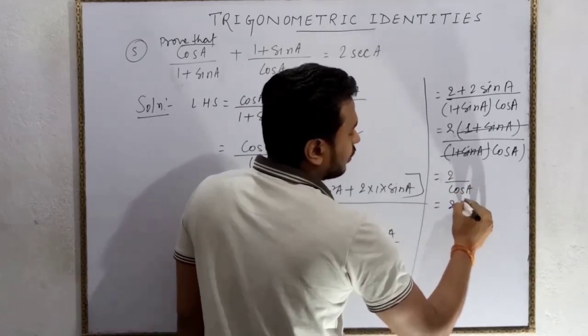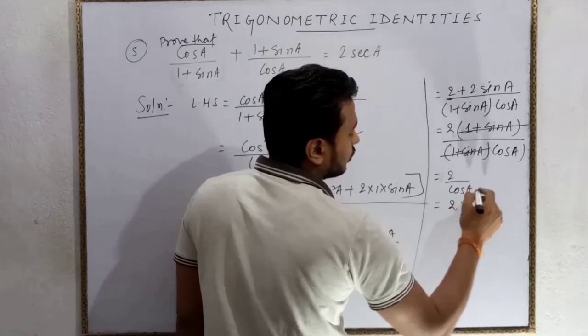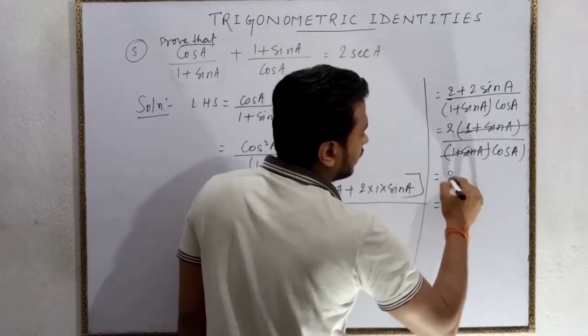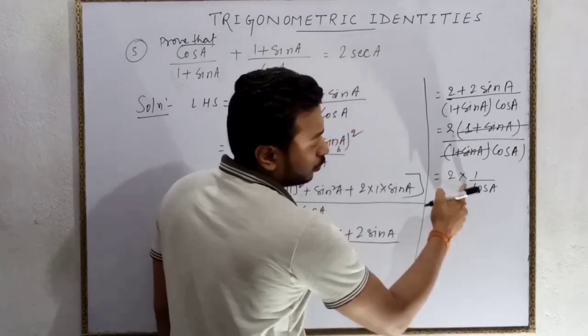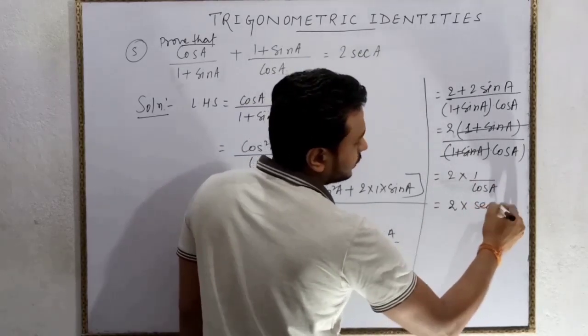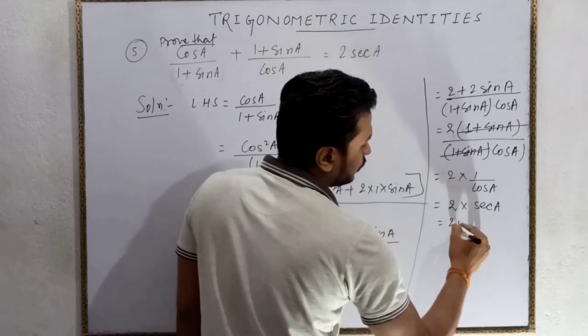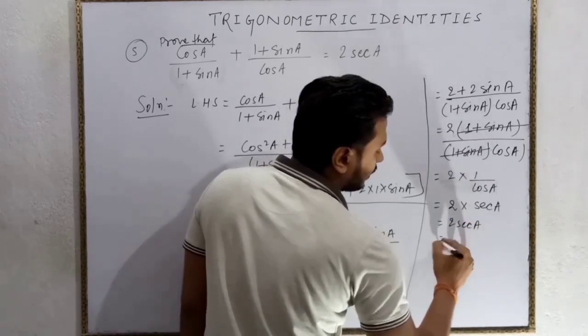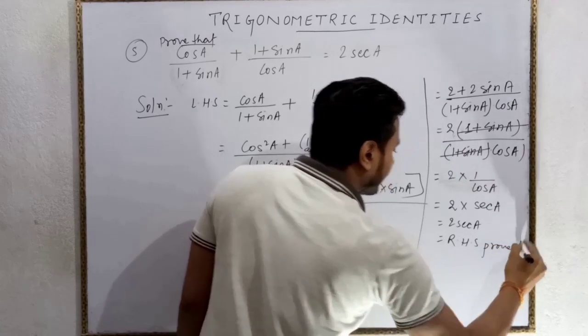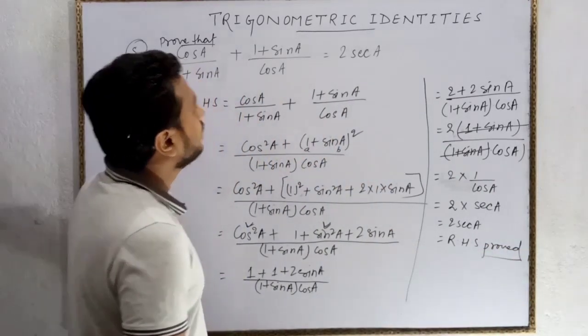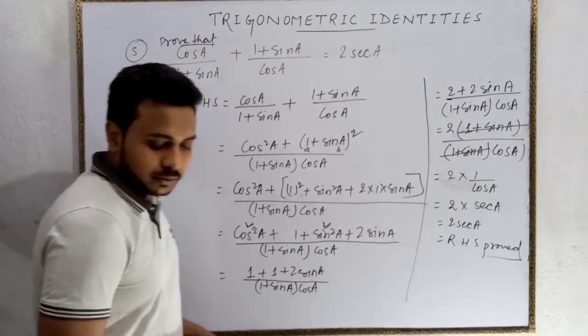Then we can write 2 into 1 upon cos A. We may write 1 upon cos A as sec A, so 2 sec A is our right hand side, RHS. In this way, we have solved our fifth question.